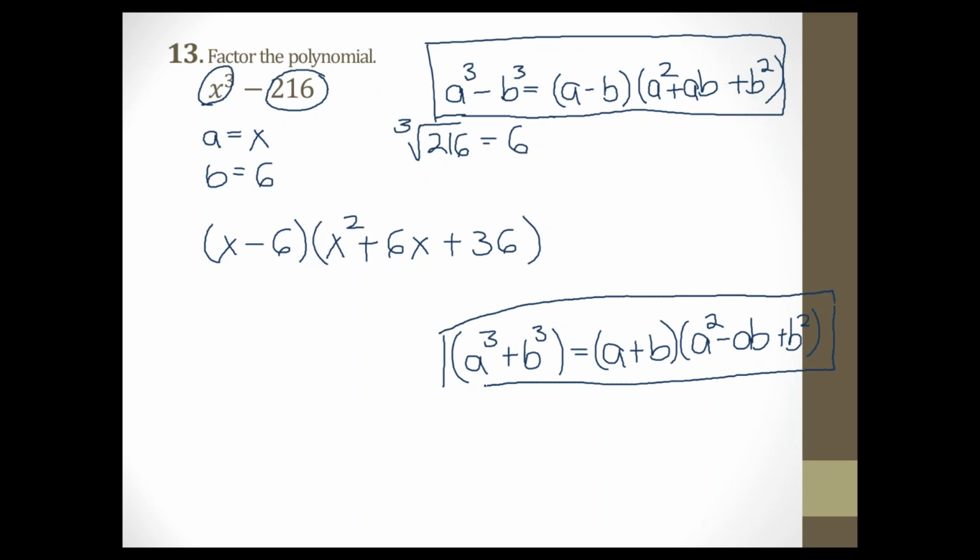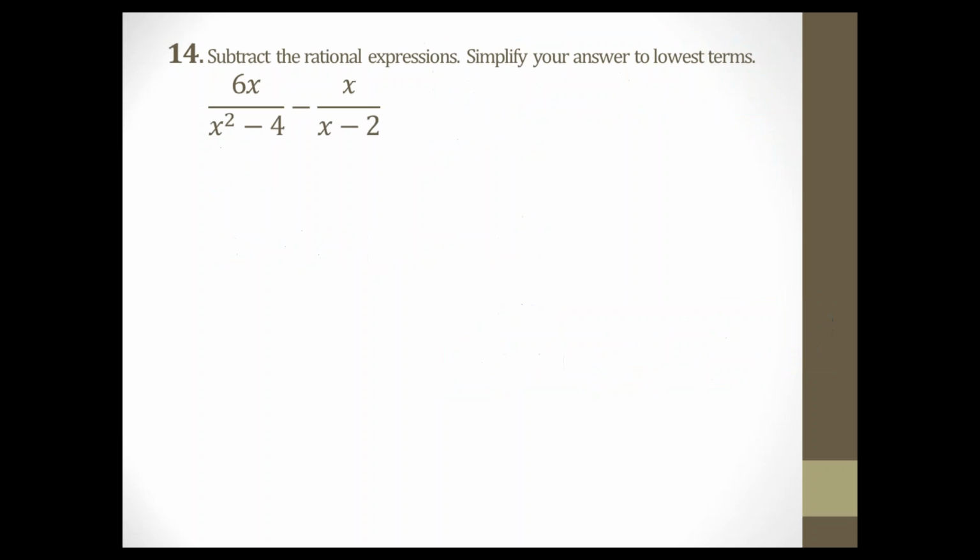Okay, so if there are no questions on sums and differences of cubes, let's move on to the next question, which is subtract the rational expressions and simplify your answer to lowest terms. Okay, so these are nothing else than fractions, and whenever we're adding or subtracting fractions, we need the same common denominator. In this case, they are different, so we need to identify the least common denominator. To do that, this side is not in factored form, so let's first factor this side.